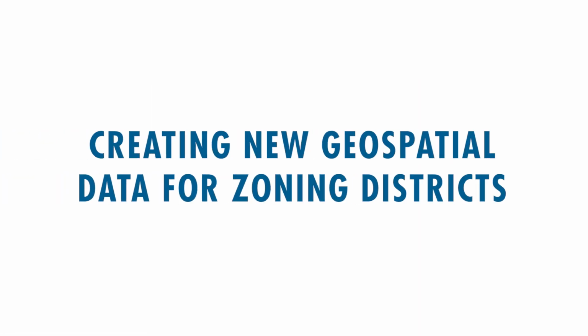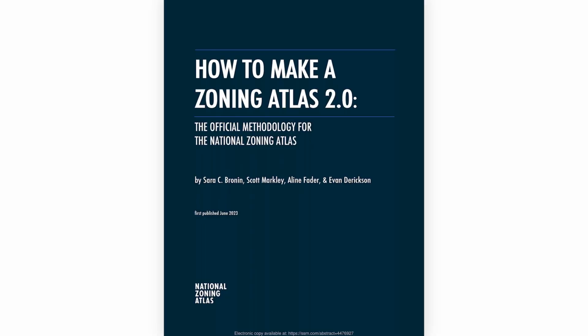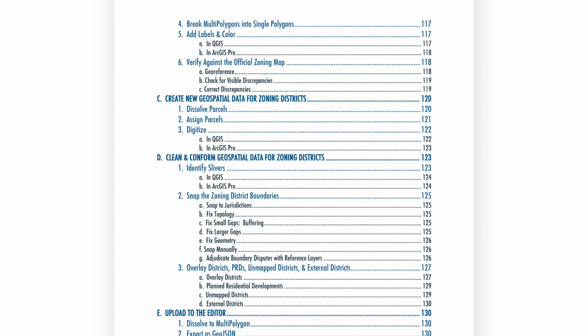This video will show you how to create new geospatial data for the zoning districts you will upload in the National Zoning Atlas editor. Usually, a team's geospatial analysts will be in charge of this task. The information discussed in this video corresponds to Section 5C of the How to Make a Zoning Atlas Guide. This tutorial uses QGIS to demonstrate these steps. If you are using ArcGIS, please refer to the guide for alternate instructions.